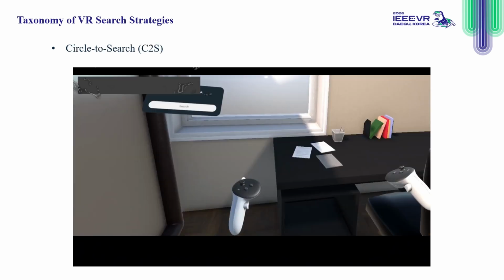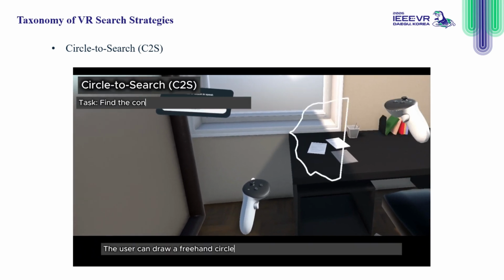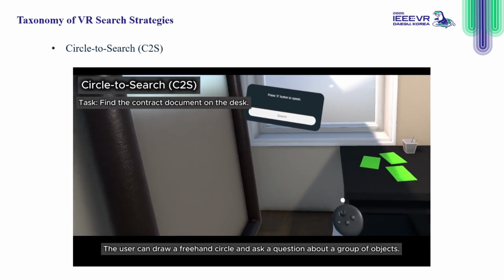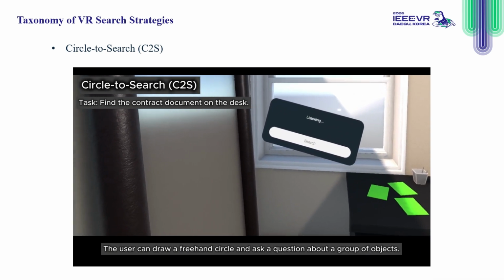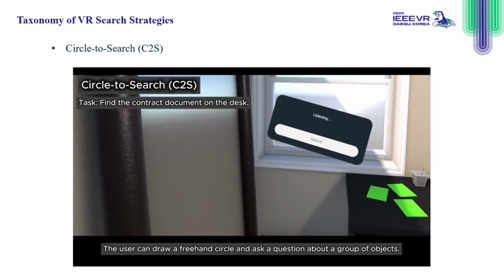In the circle to search method, the user can draw a freehand circle and ask a question about a group of objects. Which one is the contract document?